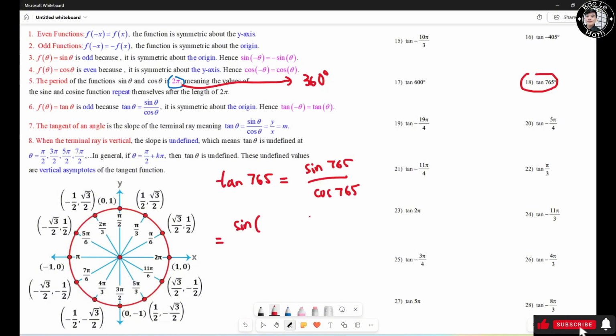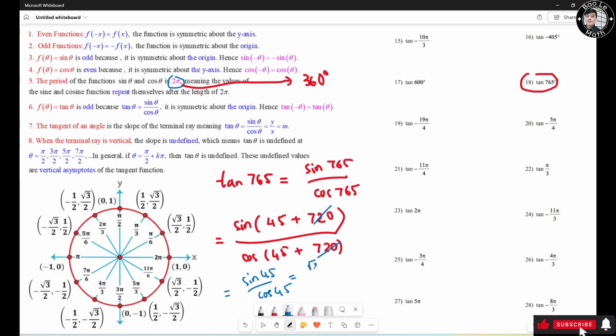So it turns out to be 720, and then I have 45 left right here. Sine of 45 plus 720, and cosine of 45 plus 720. Now, this guy is actually a multiple of 360, so I just ignore this one. So this guy is the same thing as sine of 45 divided by cosine of 45. So it's going to be root 2 over 2 divided by root 2 over 2. So the answer is 1, right?